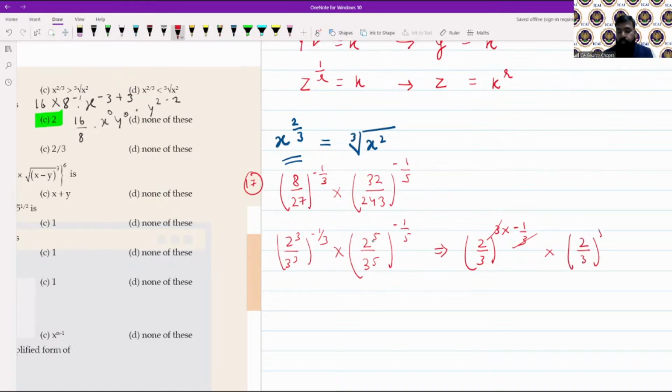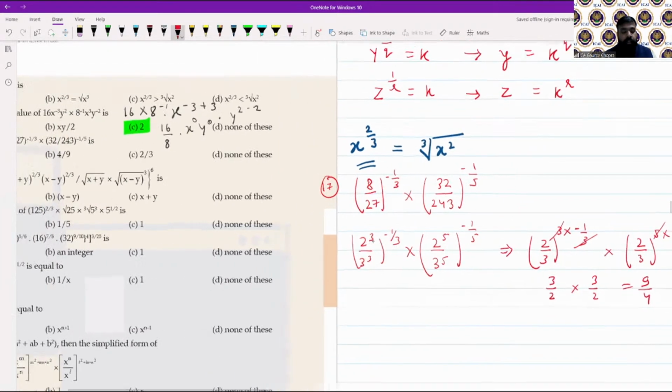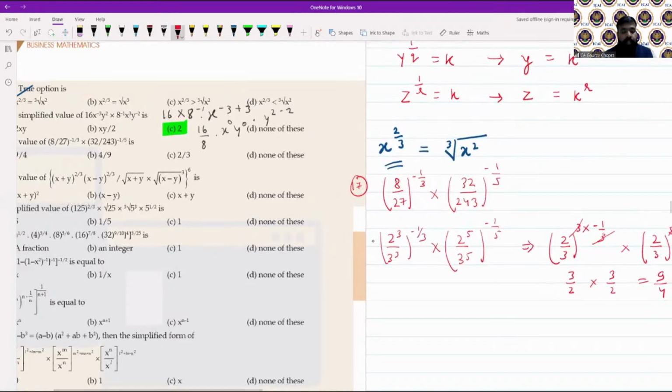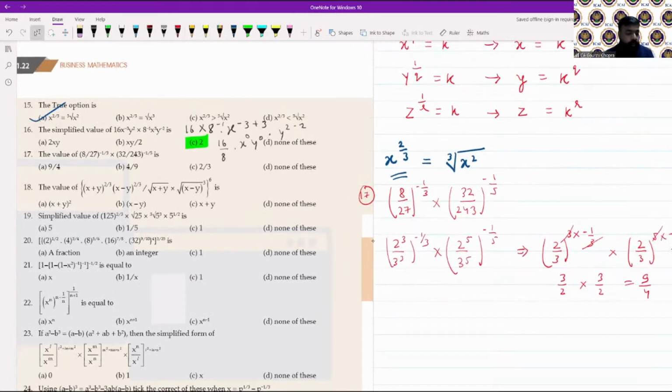2 by 3 to the power 5 into minus 1 by 5. So 5 and 5 will get cancelled. Now we are left with 2 by 3 to the power of minus 1 and minus 1. Since it is minus 1, we have to do the reciprocal. So it will become 3 by 2 to the power 1 multiplied by again 3 by 2 to the power of 1. So finally the result will be 9 upon 4. That is option number A.